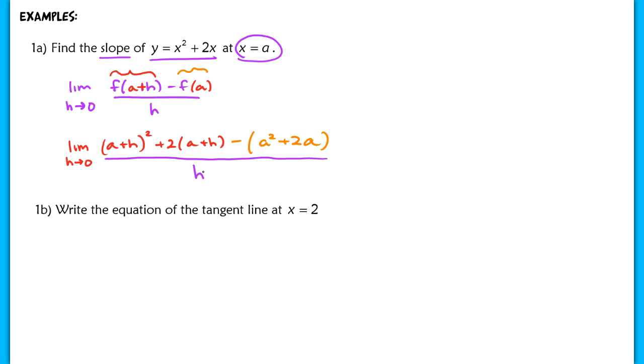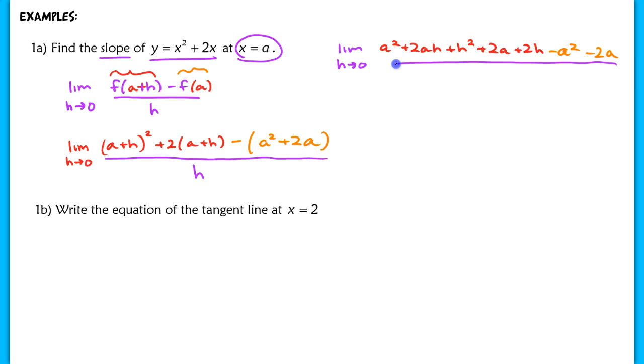Now I'll just work on the algebra part of simplifying this. So now we're taking the limit as h approaches 0, and I'm going to keep writing this out because it's not equivalent if you forget to write in the limit as h approaches 0. It's nitpicky, but please make sure you do write that in. But we have a squared plus 2ah plus h squared plus 2a plus 2h, and then minus a squared minus 2a, all over h.